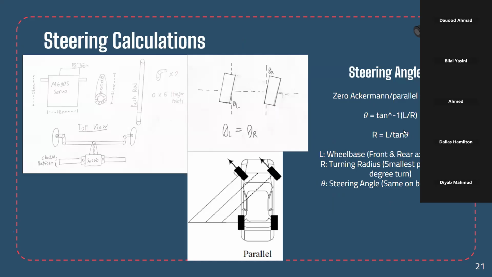So for the steering, we're using zero Ackerman steering. In essence, both tires are going to turn at the same angle. It's going to be less ideal for turning radius, but it's excellent for prototyping due to its simplicity. For the steering angle, it's just going to be the wheelbase over the turning radius multiplied by arctan.